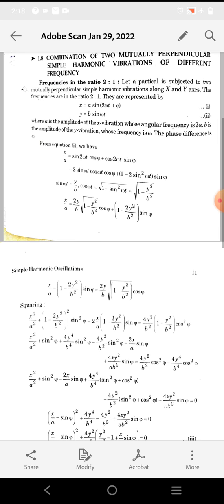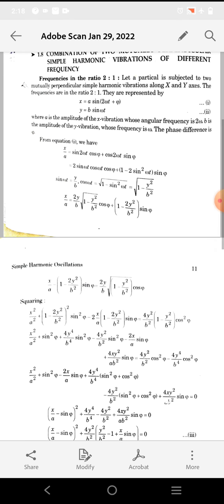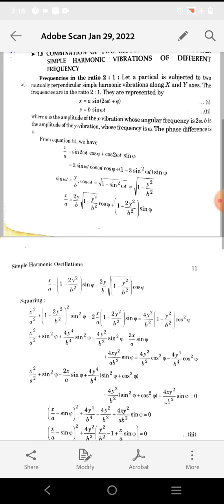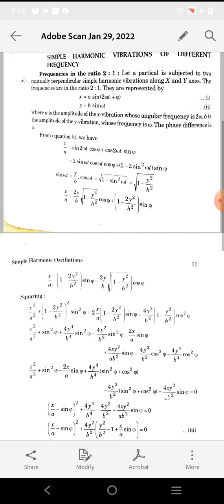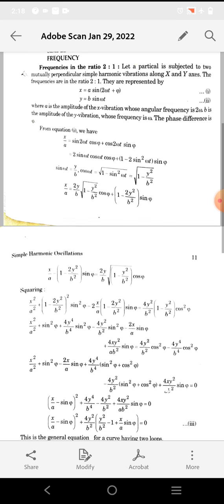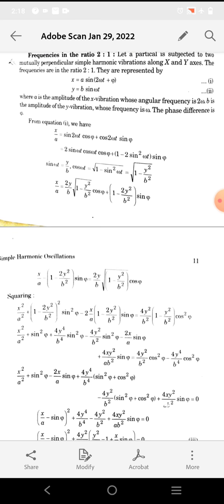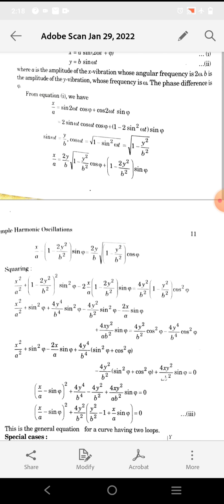So from equation 1 we rewrite x is equal to a sine of (2 omega t plus phi). Simply put a on the LHS side, x by a is equal to sine of (2 omega t plus phi). So expand it using the sine (A plus B) formula. What is the sine (A plus B) formula? Sine A cos B plus cos A sine B. So write this formula and apply it to the above equation. So sine A means sine 2 omega t, cos B means cos phi, plus cos A means cos 2 omega t, sine B means sine phi.